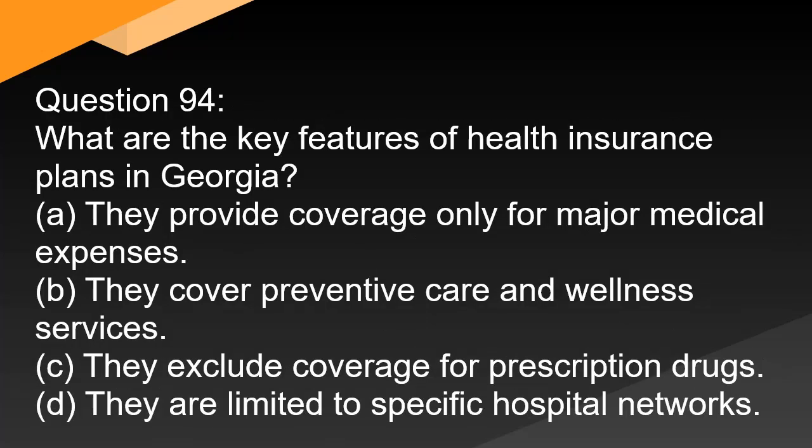Question 94. What are the key features of health insurance plans in Georgia? A. They provide coverage only for major medical expenses. B. They cover preventive care and wellness services. C. They exclude coverage for prescription drugs. D. They are limited to specific hospital networks.